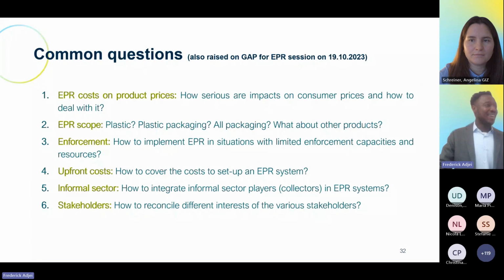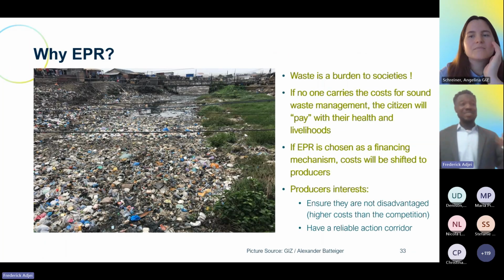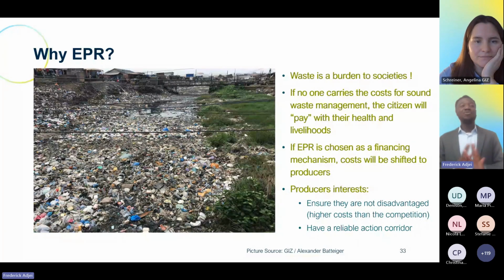Now to look at the last question, stakeholders. How to reconcile different interests of the various stakeholders. What does everyone want? Again, let's look back at EPR. EPR is not simply for producers.